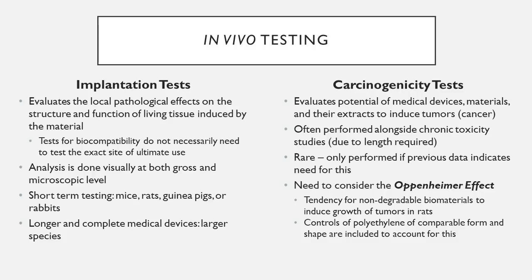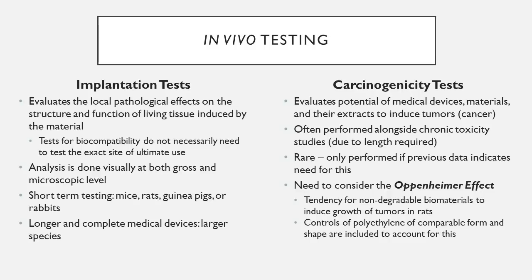And then finally, I'm just going to cover the carcinogenicity tests. These require, as you can imagine, long time implantation of a device in a particular animal because cancer takes a long time to develop. So because of the long timeline required, these are very often done in conjunction or simultaneously with chronic toxicity studies. Now, as you can imagine, both because of the time required and the costs associated with housing and caring for animals, these are rare and only performed if previous data indicates a need for this.